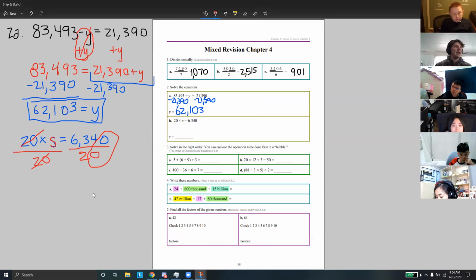And 634 is an even number, so it should be pretty easy for us to divide it. 300, and that's going to be 15 and a 2. That's going to be 17 with a 0 at the end. Wait a second. Is there going to be a 0 there? That doesn't make much sense.